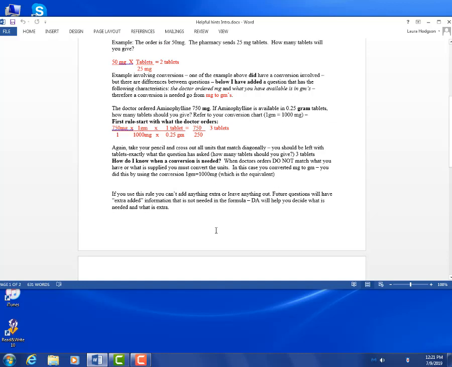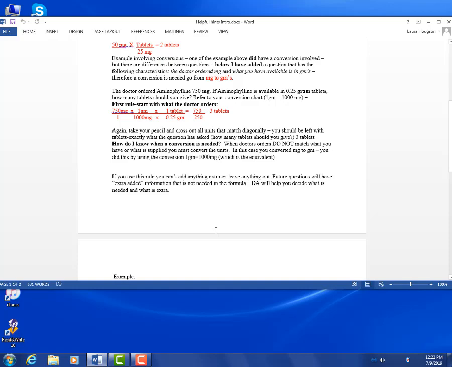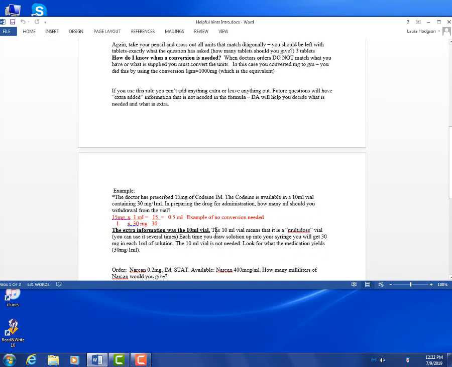If you use this rule, you can't add anything extra or leave anything out. Future questions will have extra added information that is not needed in the formula. Dimensional analysis will help you decide what is needed and what is extra. Here's the next example.